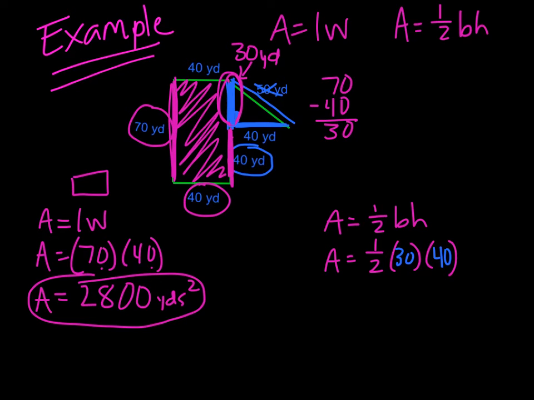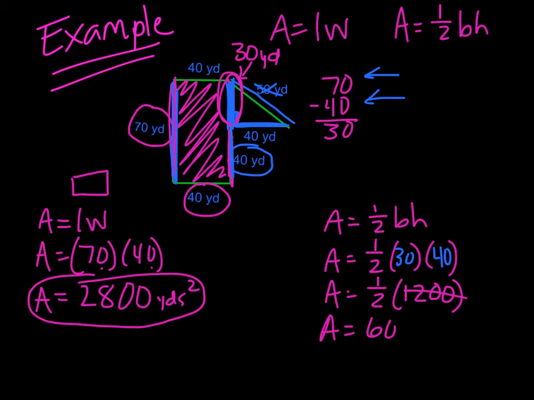So I found an unknown length right here because I did what I knew. I did some algebra. I knew this length and I knew this length, and I subtracted the two. So now I can go ahead and figure this out. Let me get my pink. To me, 30 times 40 is pretty easy because 3 times 4 is 12. Then I can add my zeros. Then I can multiply it by 1/2, cutting 1200 right in half. 1200 divided by 2 gives me 600. So now I have 600 yards squared.